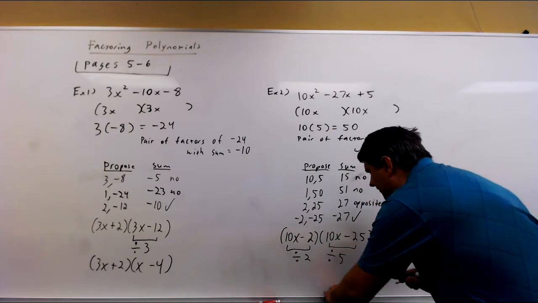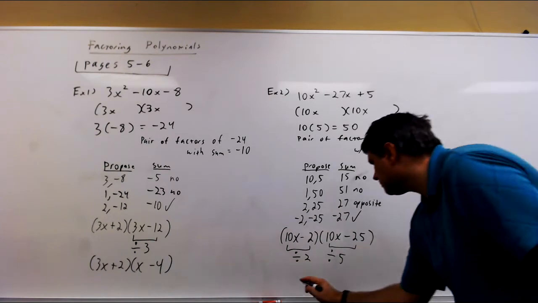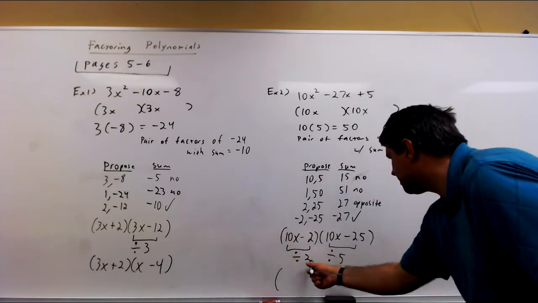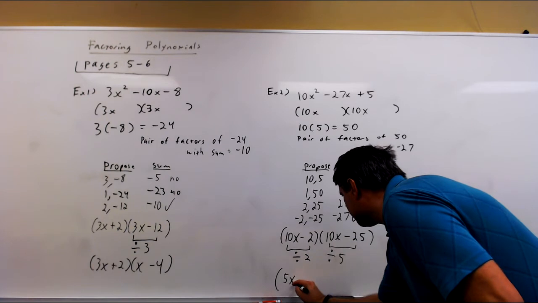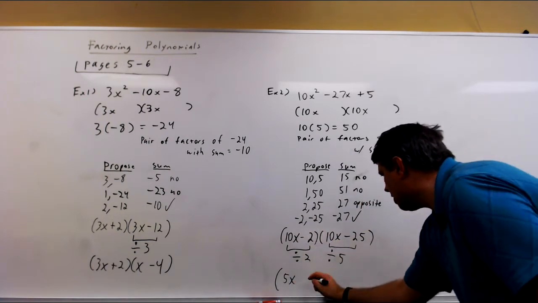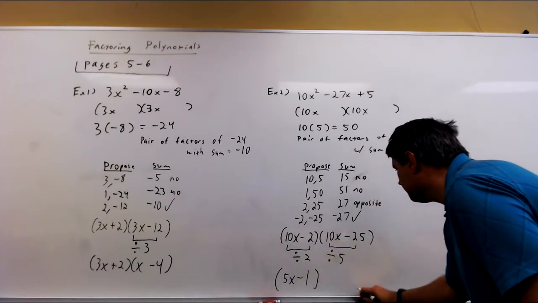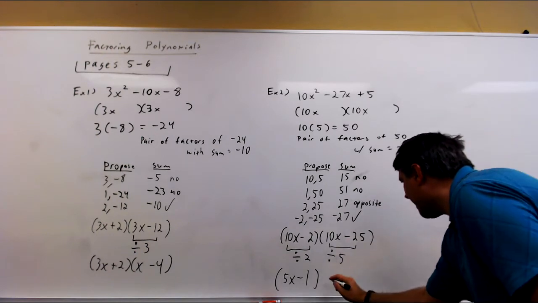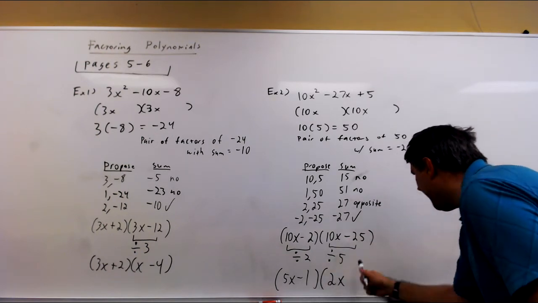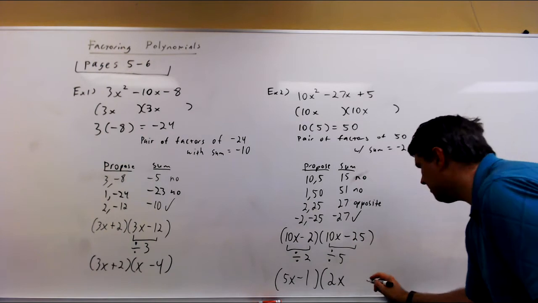These two are divisible by 5. So 10x divided by 2 is 5x, minus 2 divided by 2 is minus 1. And then 10x divided by 5 is 2x, and negative 25 divided by 5 is minus 5.